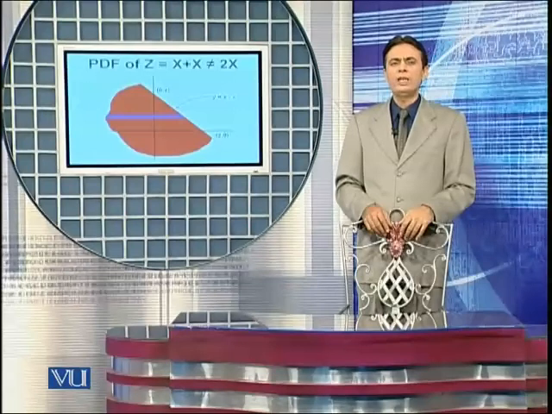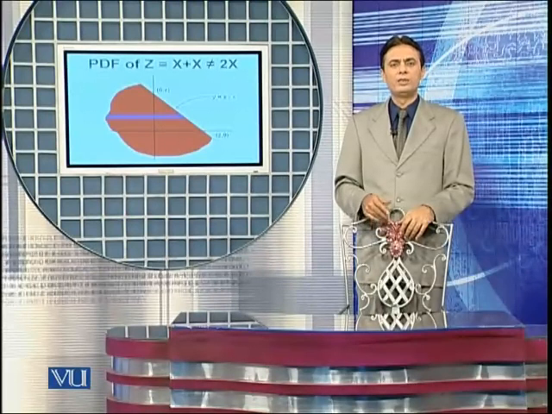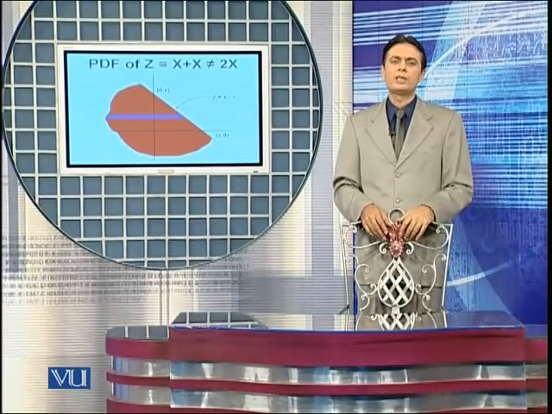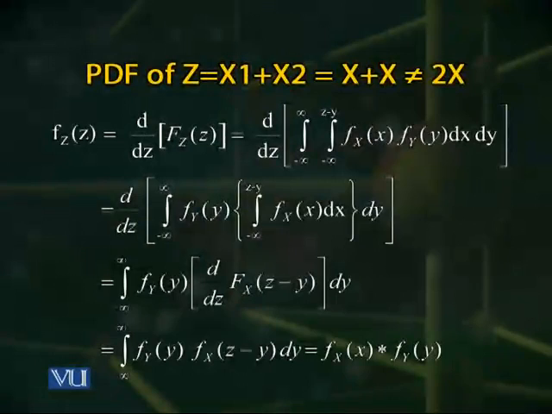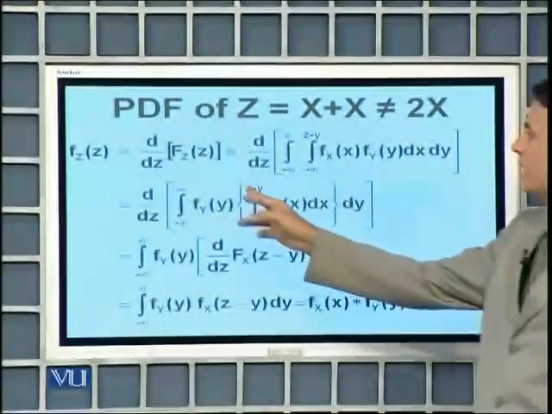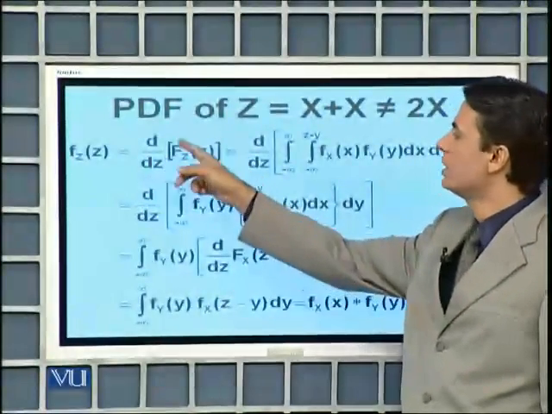Once you have Fz, the CDF of z, as an expression of small z, you can differentiate it with respect to small z to get the PDF of transformed random variable z, which will also be a function of z. Let's have a look at the evaluation of that double integral and its differentiation with respect to small z to get the PDF of random variable z. As you can see on your screen, the PDF of z is equal to differentiation with respect to z of the CDF of z.